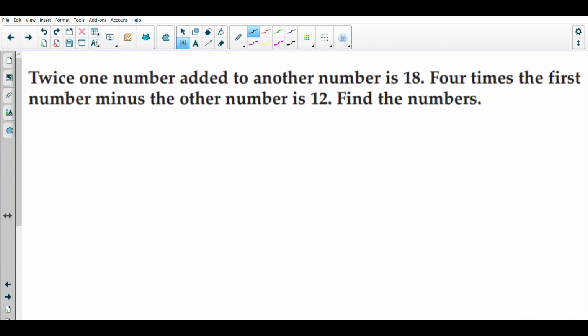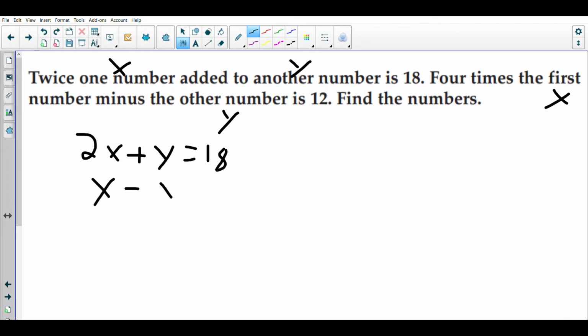So now let's do a little word problem that we have to translate. Twice one number added to another number is 18, and 4 times the first number minus the other number is 12. So I'm going to call the first number x, and the other number y. So twice x, so 2x, added to another number y is equal to 18. And again, x minus y is equal to 12, because it says x minus the other number.